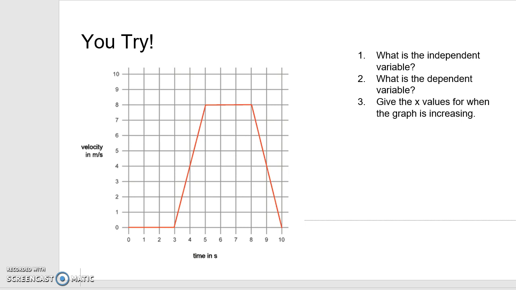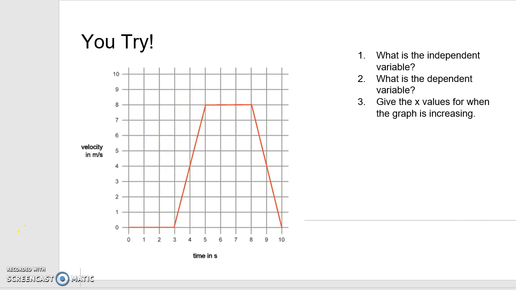Okay, hopefully that was enough time for you to be able to answer those questions. Number 1, what is the independent variable? Independent is your x-axis, and so independent would be your time. Dependent would be velocity. And then it says, give the x values for which the graph is increasing. It is increasing from 3 to 5. So you would say 3 is less than x is less than 5. So you would be writing it like an and inequality. If you remember that from last quarter, we talked about ands and ors. You would be writing an and because it's anywhere between 3 and 5.